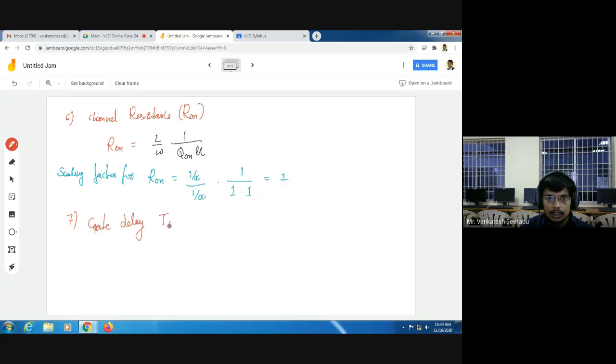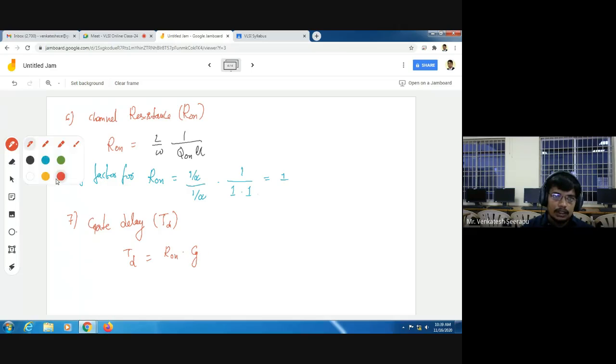Gate delay is represented with TD. TD is equal to R into C. I already told you that delay has the formula R into C, so it is equal to R into CG.